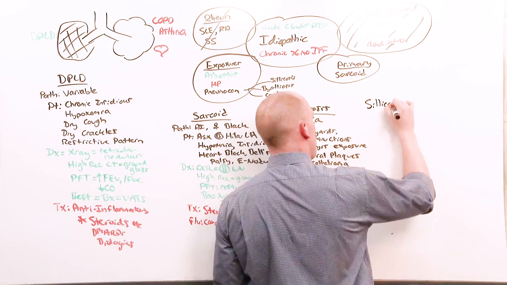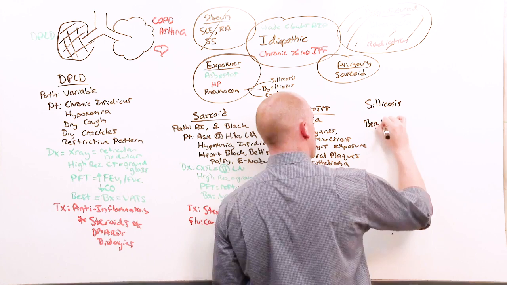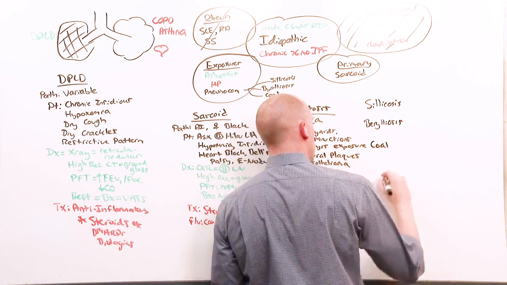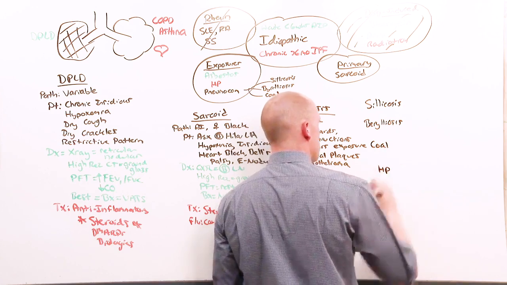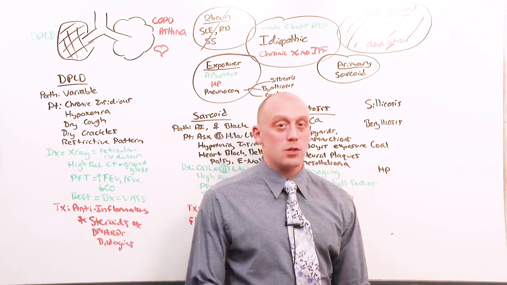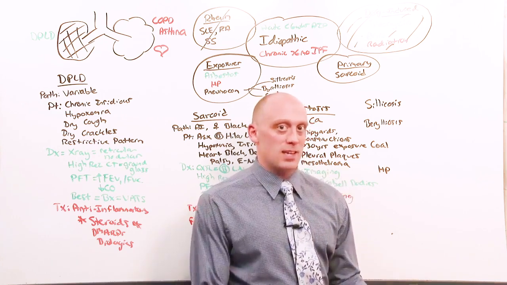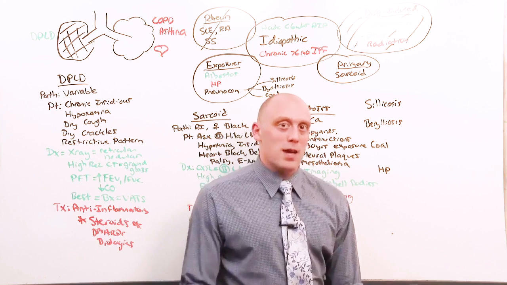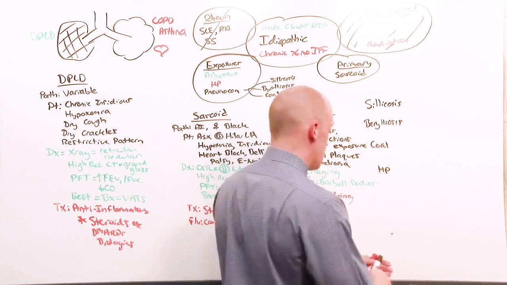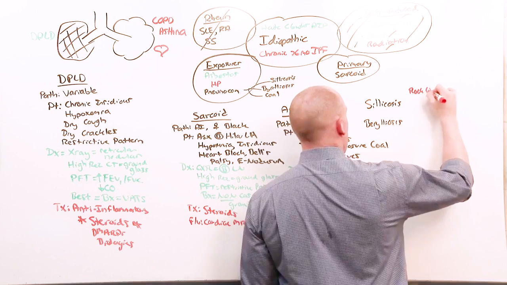Silicosis, berylliosis, coal miner's lung, and hypersensitivity pneumonitis. What you need to be able to do is associate the risk, that is, what job did they do, to what type of thing did they inhale, and look for that in the vignette because that's really going to be the answer. For silicosis, you're looking for sandblasting and rock quarries.